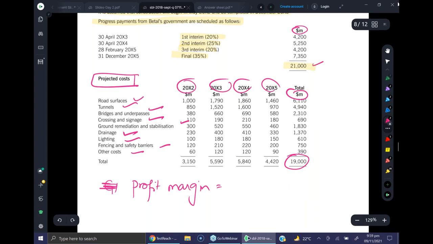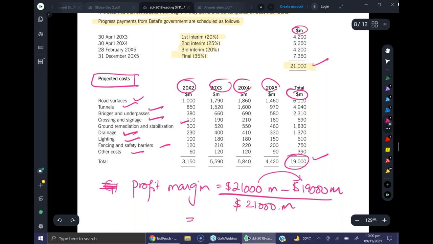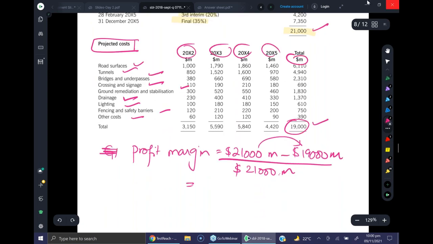The profit will be income minus expenses. So 21,000 million minus $19,000 million, this will give you the profit or surplus, divided by $21,000 million. So what will be the profit margin? Can you guys quickly make this calculation and give me the answer? Basically, in order to get the professional skills marks, you can show some additional calculations as well. Yes? And it's pretty straightforward.